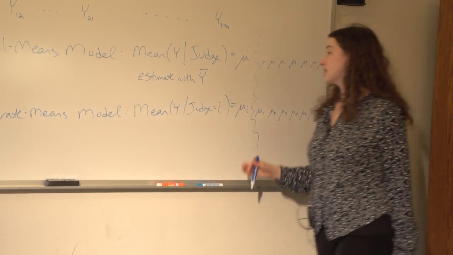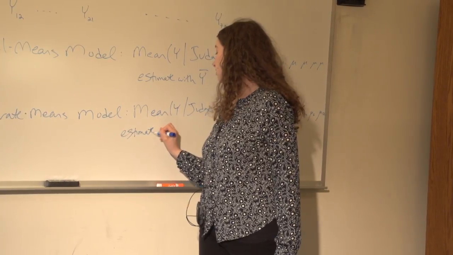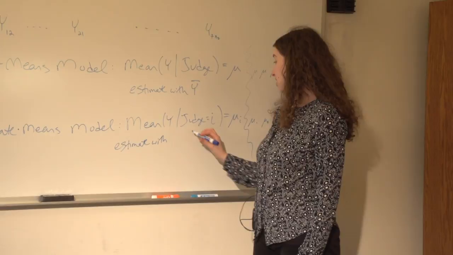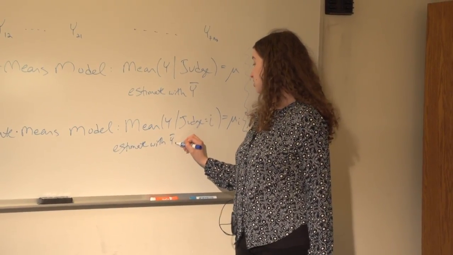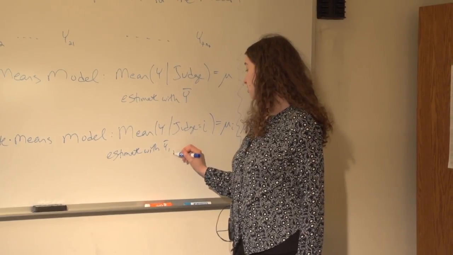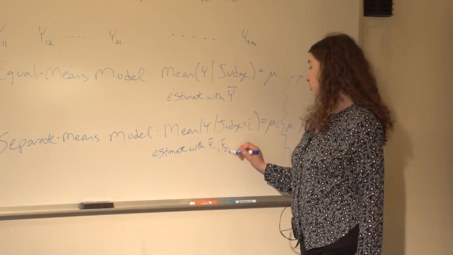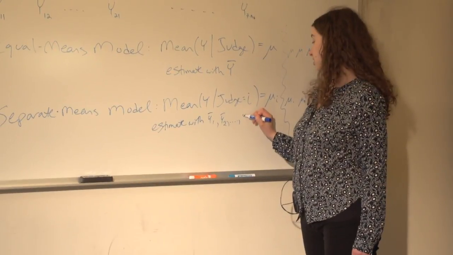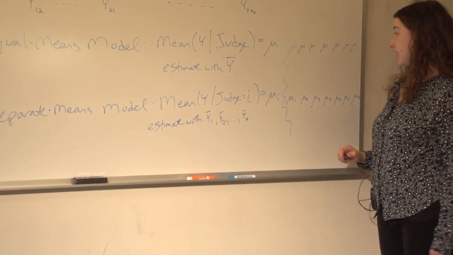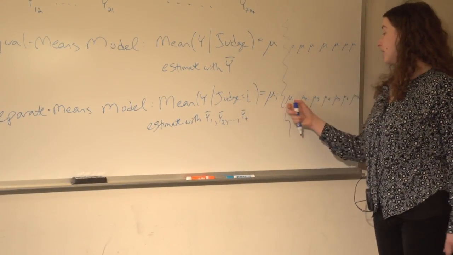And if I want to estimate the means for the separate means model, I'm going to then separately estimate the means within each group. So y bar 1 is the mean of the values of y for judge 1. Y bar 2 is the mean of the values of y for judge 2, all the way up to judge 7. So I have one estimate of this one quantity using all the values, and one estimate of each of these 7 quantities.